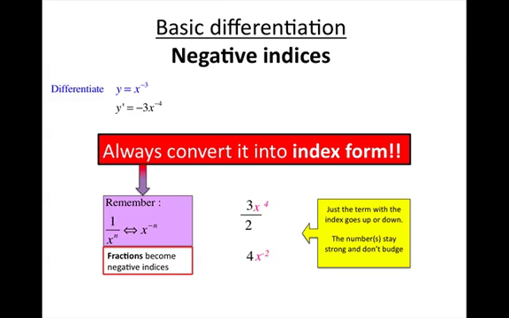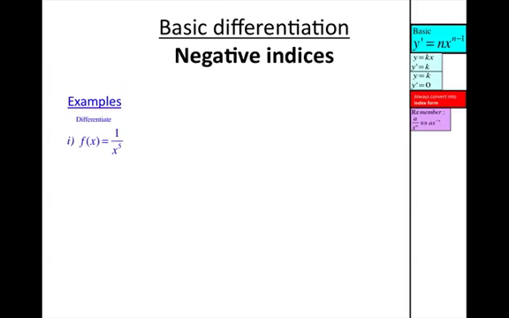You may need to reverse the process and go back into fraction form at the end to express your answer, but in order to differentiate it, always convert it into index form. Let's try an example. Differentiate f of x equals 1 on x to the 5. Now, first step, as we discussed, always convert into index form. I've added all those rules to our sidebar there so we don't forget. But always convert it into index form.